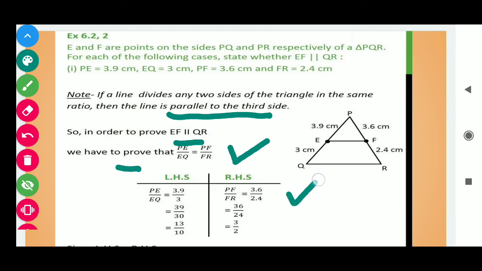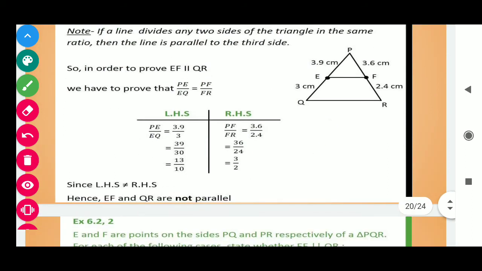We need to prove that here. So put these values of PE over EQ, 3.9 over 3. Similarly, PF over FR is 3.6 over 2.4. So students, here we get 13 by 10, that is 1.3, and here 3 by 2, that is 1.5. So you can see both these sides are not equal. So here EF and QR are not parallel.